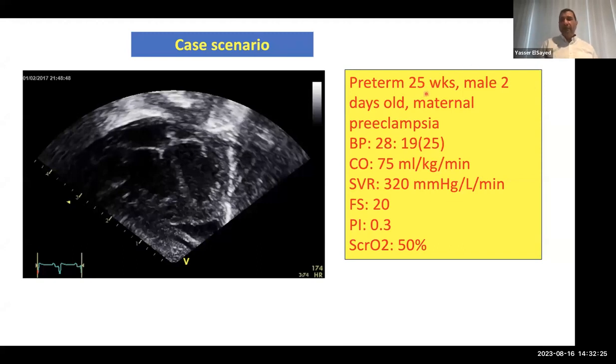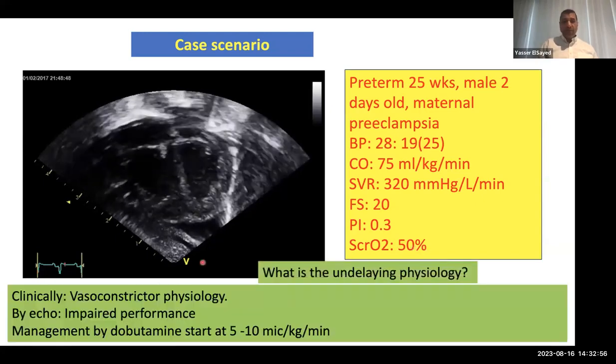So you have a preterm infant, 25-weeker, 2 days old, with maternal preeclampsia. If you look at the blood pressure, 28/19, mean blood pressure might be acceptable for a 25-weeker, but when we calculated the cardiac output, the systemic vascular resistance was high. The normal systemic vascular resistance is roughly between 150 to 200 mmHg per liter per kg per minute. The ejection fraction and shortening fraction were low, perfusion index was low, and cerebral oxygen saturation was low normal. And that's consistent with vasoconstrictor physiology.